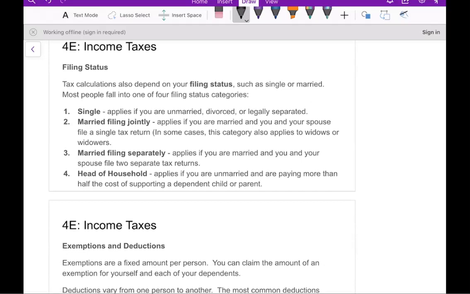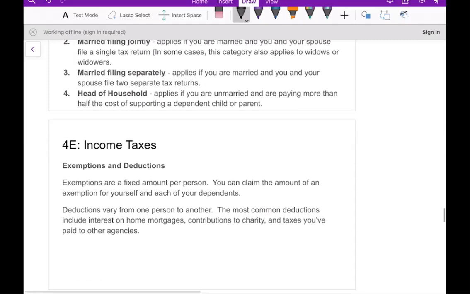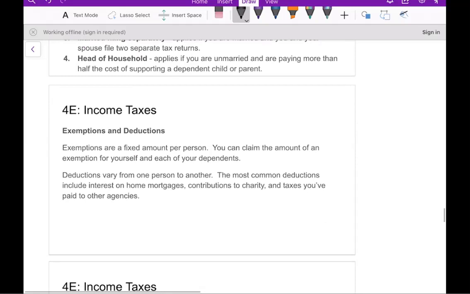And then the last one is the head of household option, that would apply if you're unmarried, but you're also paying more than half the cost of supporting a dependent child or parent. So most people generally fall into one of those 4 categories.